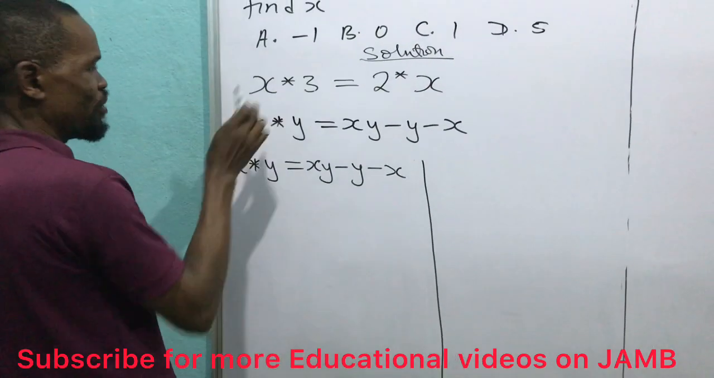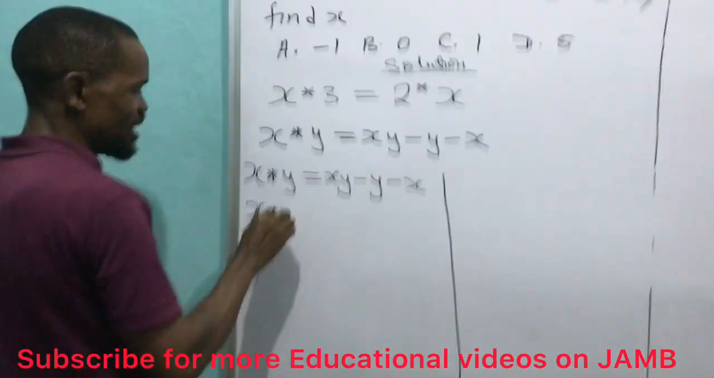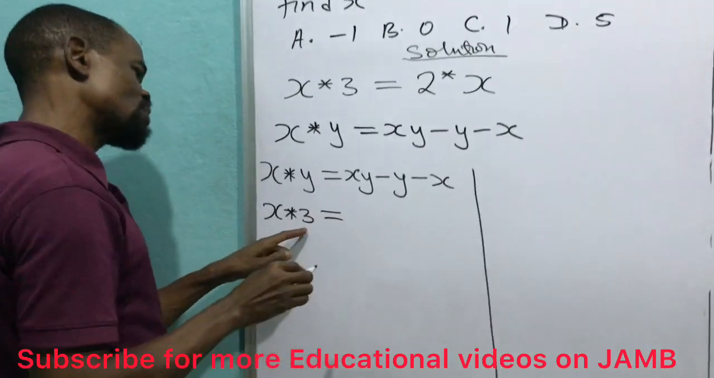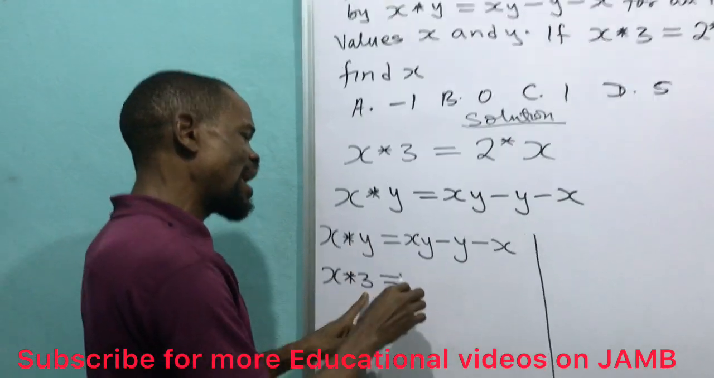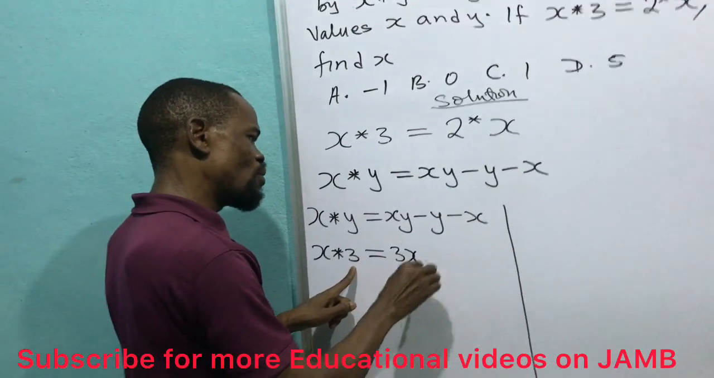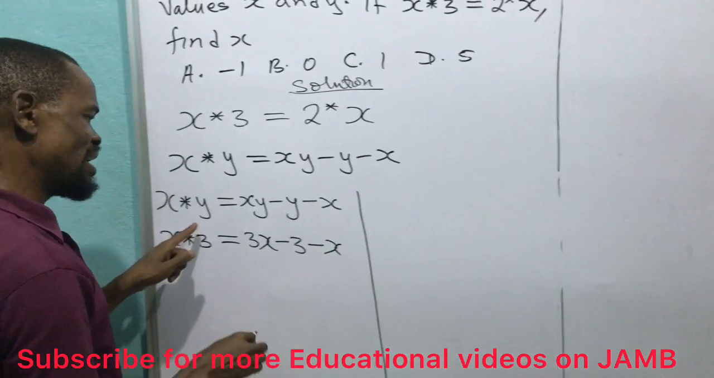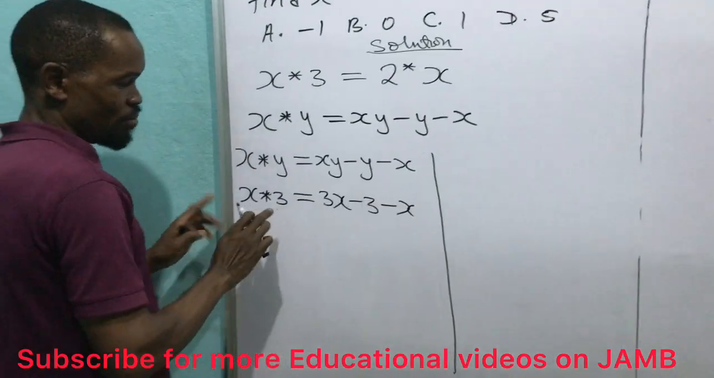Then I'm taking the operation of this, x multiplication operation 3. That means wherever I see y here, I have to put 3. Y here is 3 and becomes 3x. Then y here is also 3 and minus x. This is what I did. I replaced y immediately. This operation I've done.